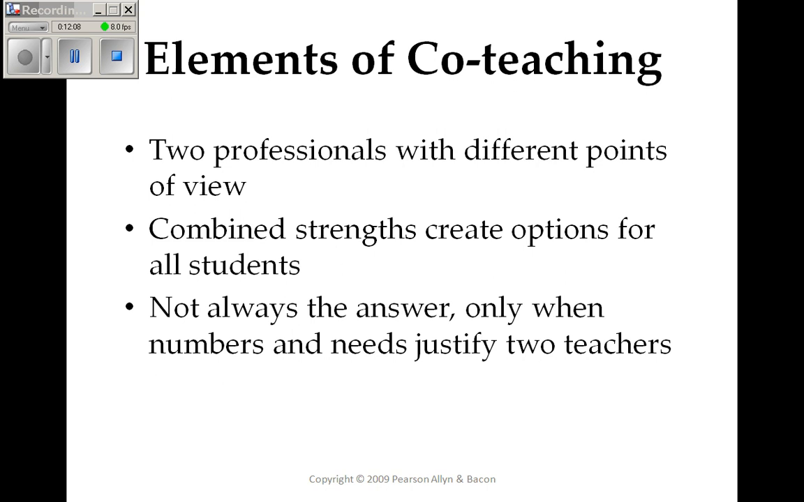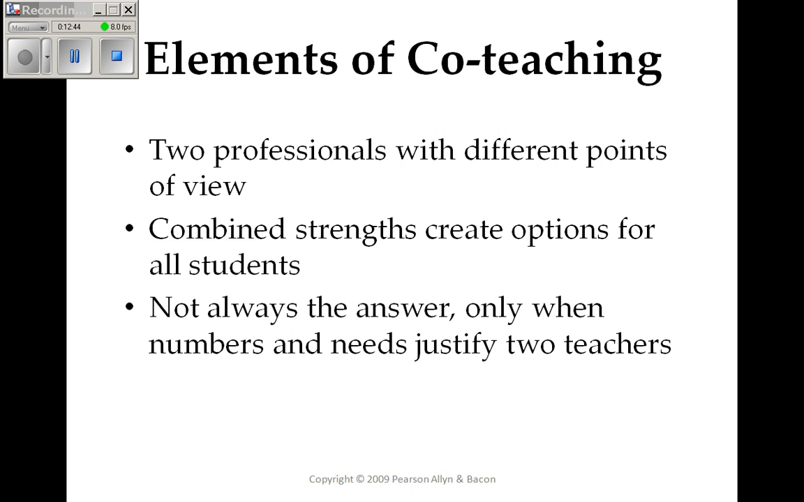I do want to caution you again that co-teaching isn't always the answer. You don't always have to have two teachers in that classroom. If the numbers justify it and the needs of the students justify two teachers, then you should try to make that happen. But co-teaching isn't going to solve all your problems if you just throw two people together. And again, remember, I'm going to sound like a broken record, providing the continuum of services, not just inclusion, is what you have to be all about.